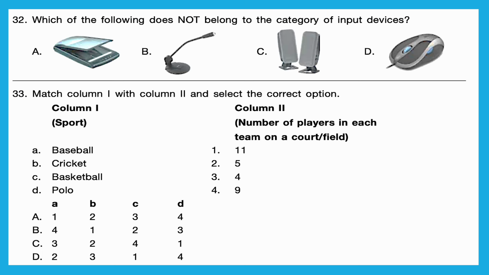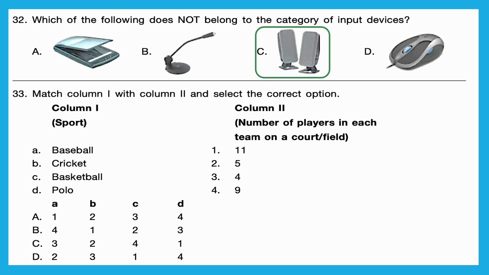Question 32. Which of the following does not belong to the category of input devices? A is scanner, and that is an input device. B is mic, that is also an input device. C is a speaker, which is not an input device, rather it is an output device. So we got our answer. D is mouse, that is also an input device. So option C is the right answer for us.